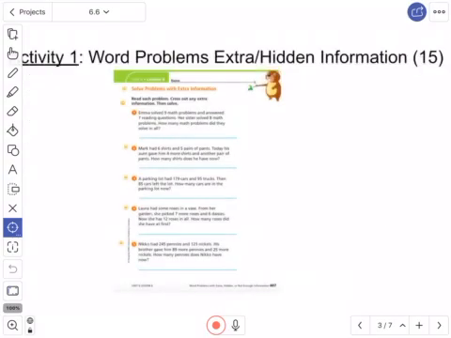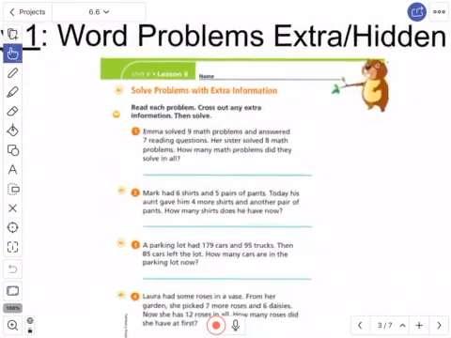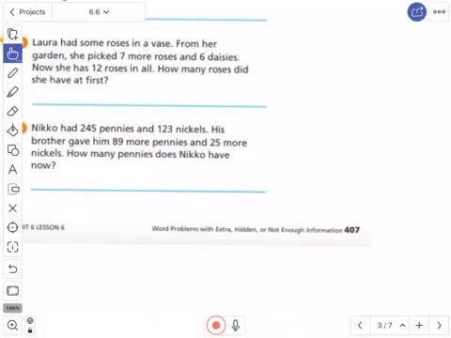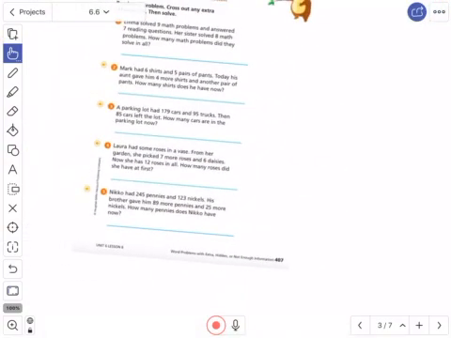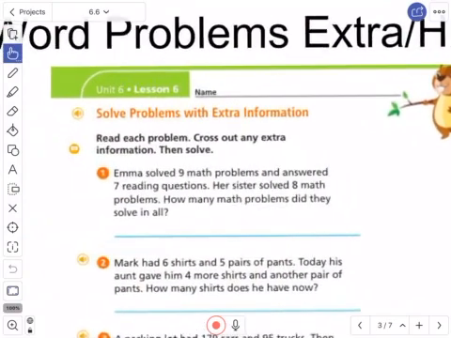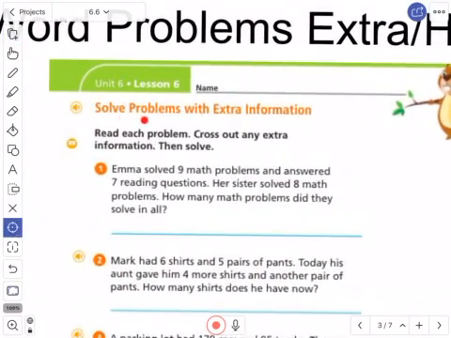Now you're going to see these problems. I'll read. So your first page is page 407. If you want to get it from Notability, you can, or you can do it after I'm done. But page 407. Up at the top, the orange, solve problems with extra information. Read each problem, cross out any extra information, then solve. So all of these problems are going to have extra information.